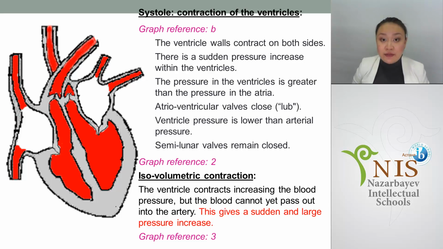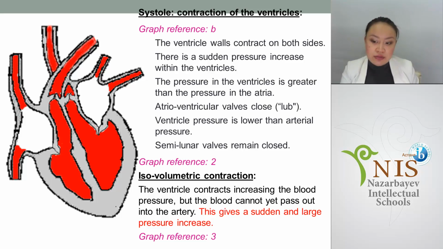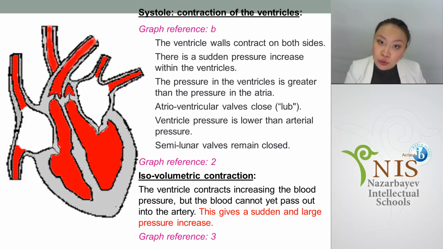This difference in the pressure between atrium and ventricle makes the atrioventricular valves close, which prevents backflow of blood again into the atrium. Ventricular pressure is still lower than arterial pressure. Semilunar valves remain closed. Semilunar valves are still closed.